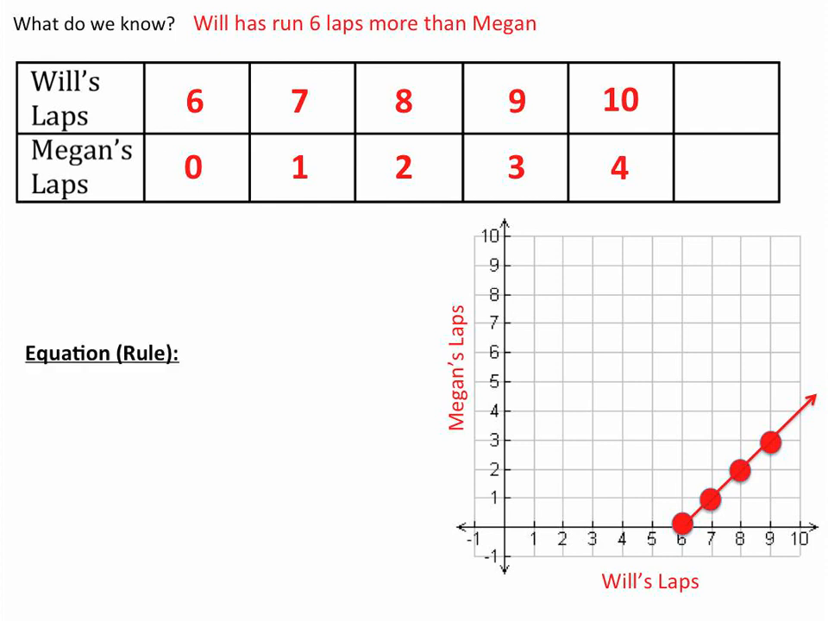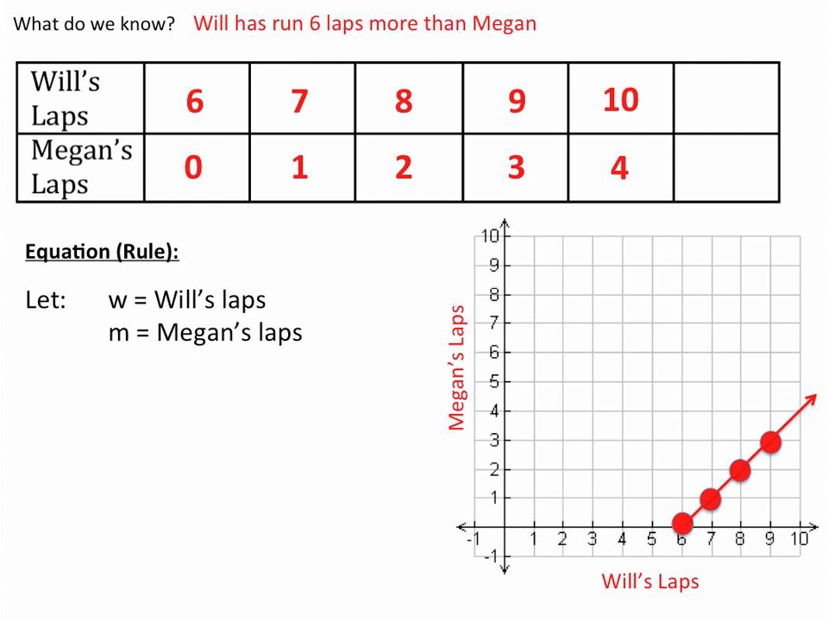Great. As a rule or an equation, what do we know? If we let W be Will's laps and M be Megan's laps, Megan's laps equals Will's laps minus 6. She always has 6 less than Will. So using your symbols, M equals W minus 6. You could also have the equation Will equals Megan plus 6. That would also be a good equation. Will's laps are Megan's laps plus 6 more. So W equals M plus 6 would also be an equation.